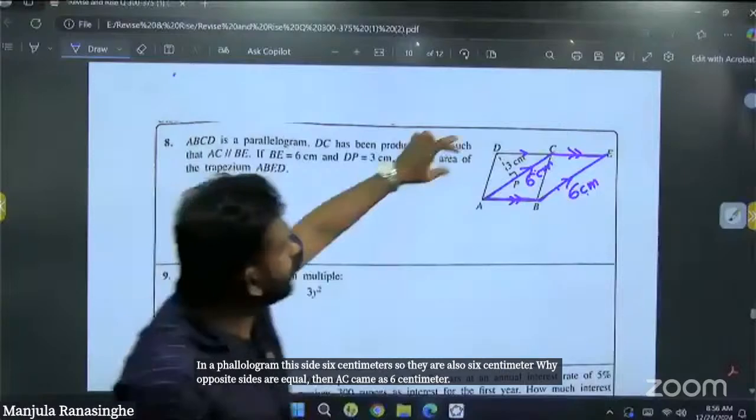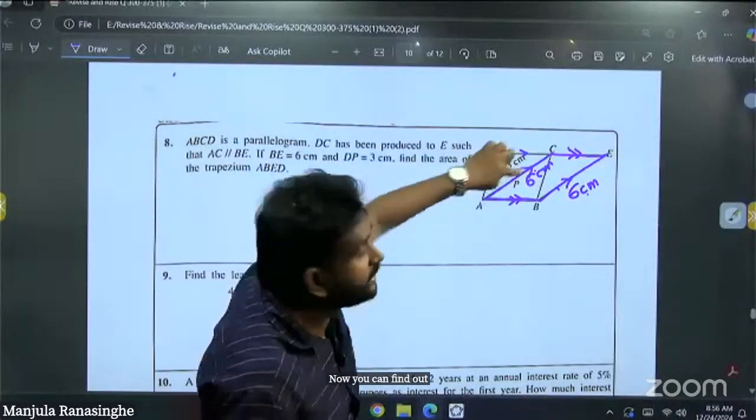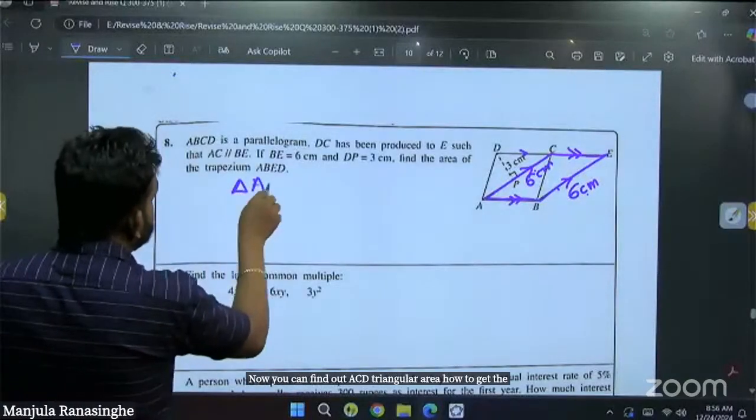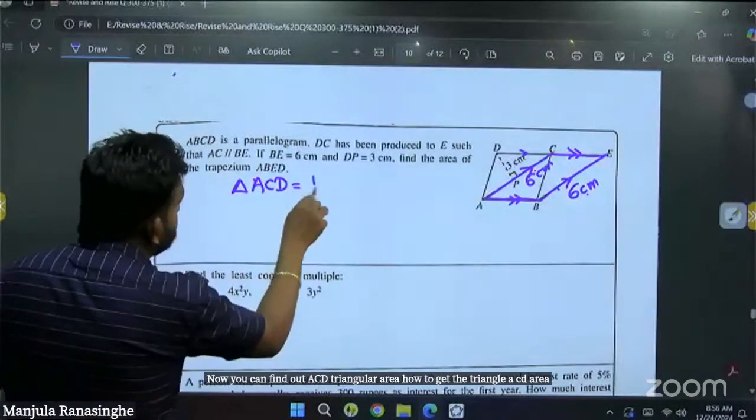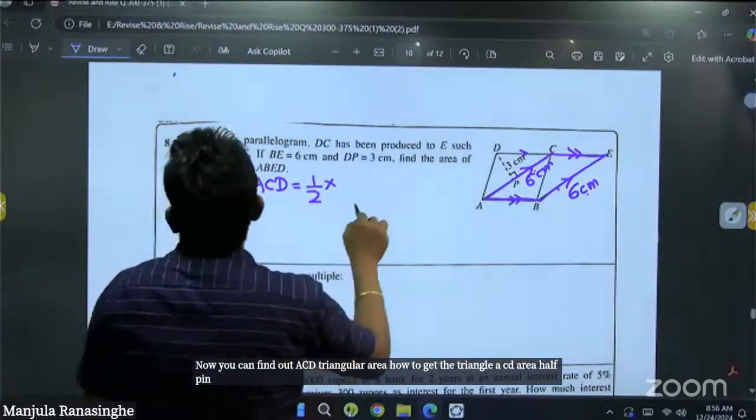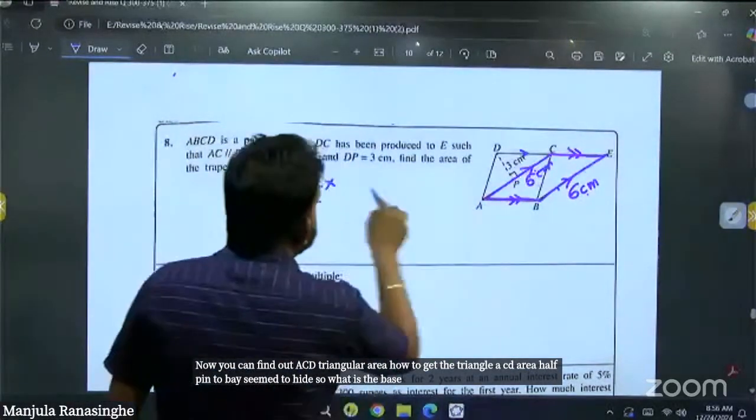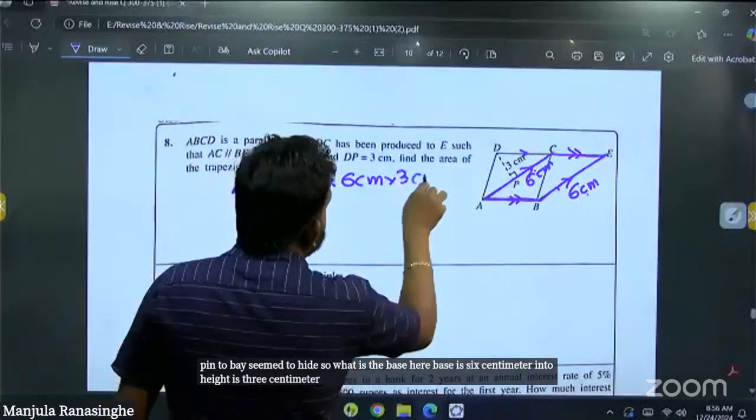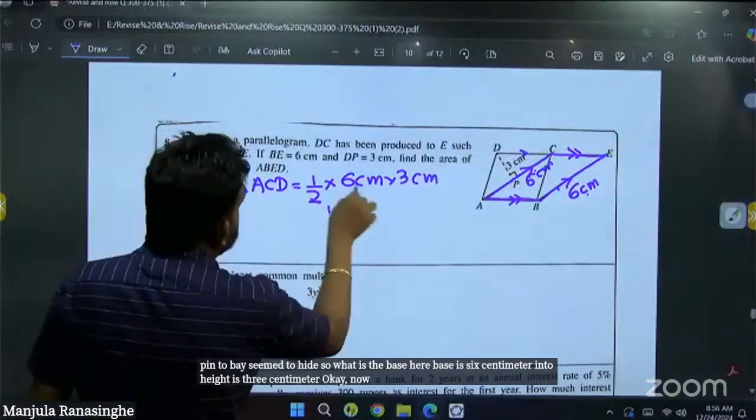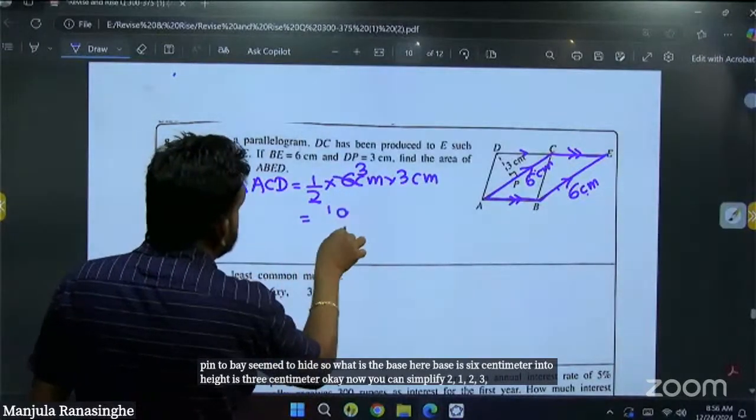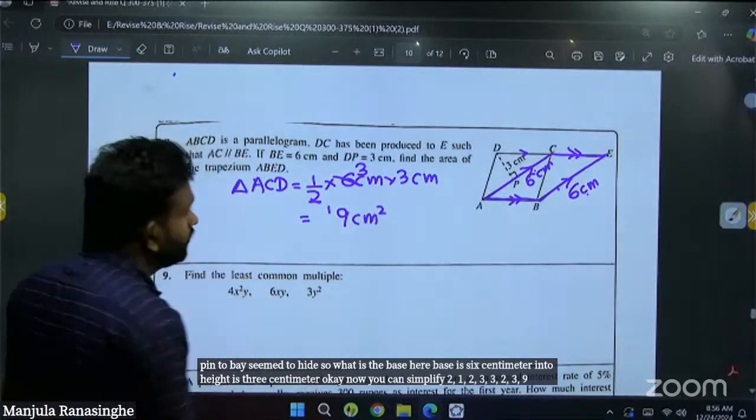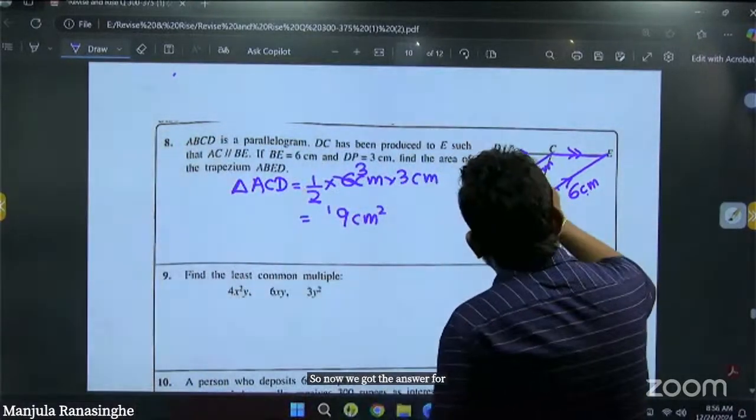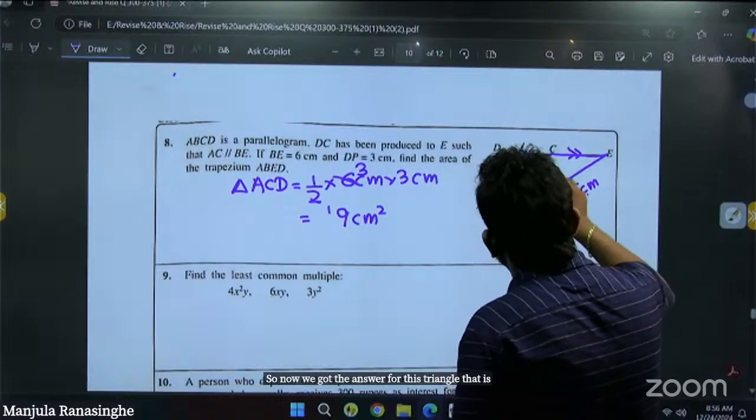Now you can find out the triangle ACD area. How to get the triangle ACD area? Half into base into height. So what is the base here? Base is 6 centimeters into height 3 centimeters. Now you can simplify, 3 into 3, 9 square centimeters. So now we got the answer for this triangle, that is 9 square centimeters.